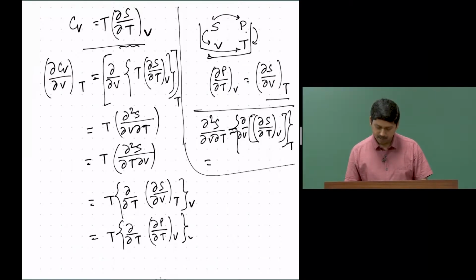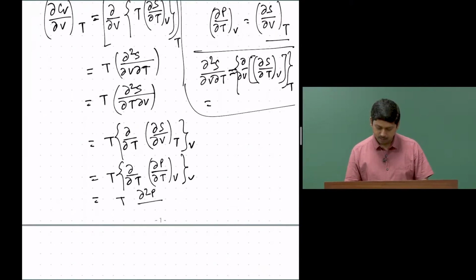And the whole thing is at a constant V, which then proves our point that it is nothing but ∂²P/∂T² at a constant V, and that is what we wanted to show.